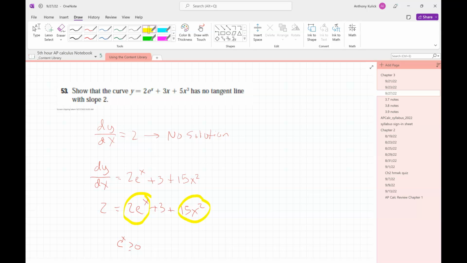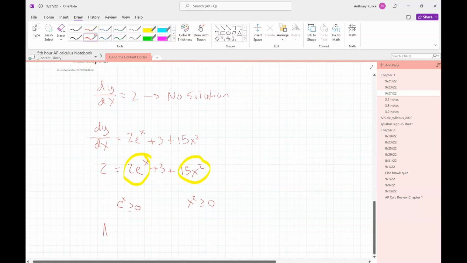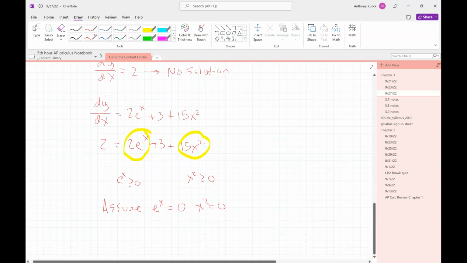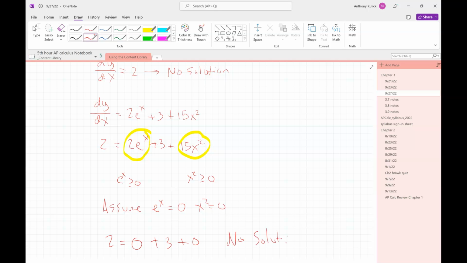How about 15x squared? What can I say about that? Also has to be positive, right? Because I have something squared. So let's just assume that we have the minimum values. Right? So just take the smallest thing that those two can be. We're always adding 3. Yeah. Makes sense.